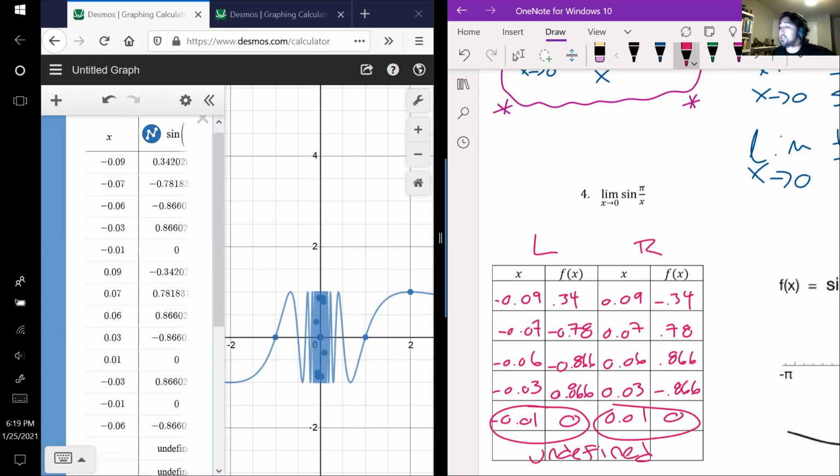So what I really want you to do is look at the behavior of your numbers. Look at your y values on the left-hand limit and on the right-hand limit. What are they doing? They're going up and down. Good. So on the left hand you're at positive, and on the right hand you're negative. And every time you get closer to 0, they keep going up and down: positive, negative, positive, negative. Will they ever meet?